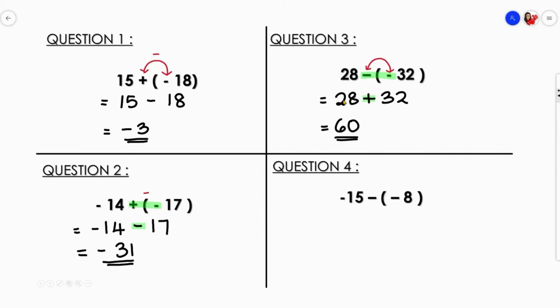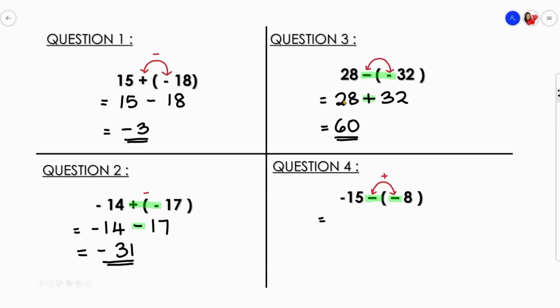Let's look at question 4. The bracket is here and the symbol before and after the bracket is these two symbols. I don't want you to look at the symbol in front because that's nothing to do with the bracket. We want to take the symbol before and after the bracket and multiply them, and this is going to give you a positive value or a positive symbol.